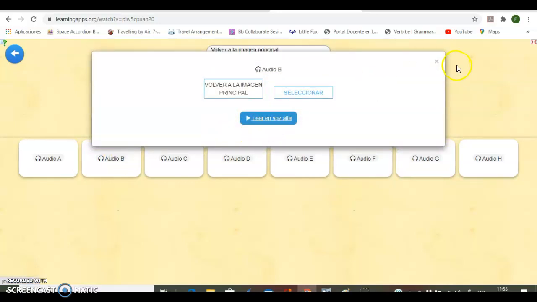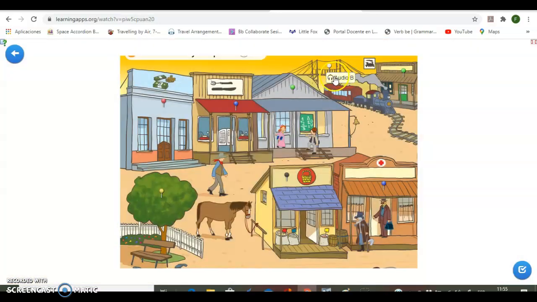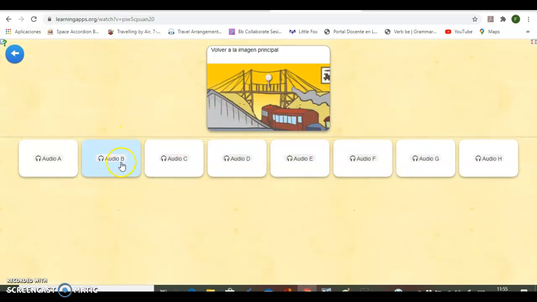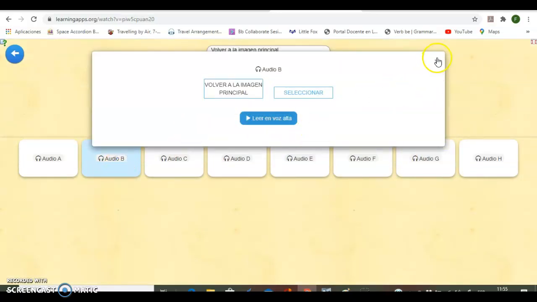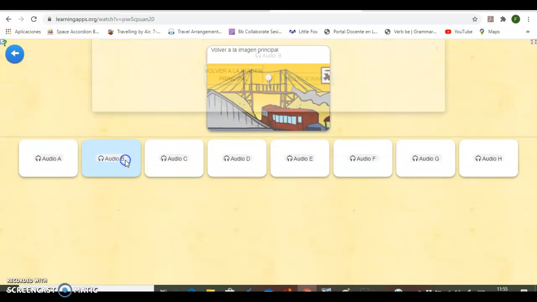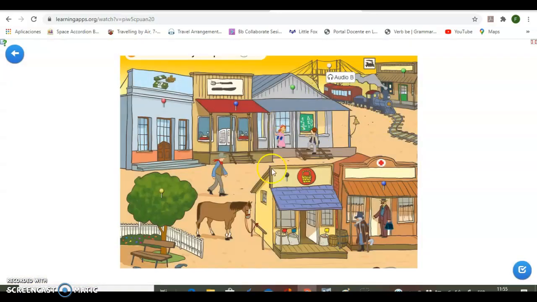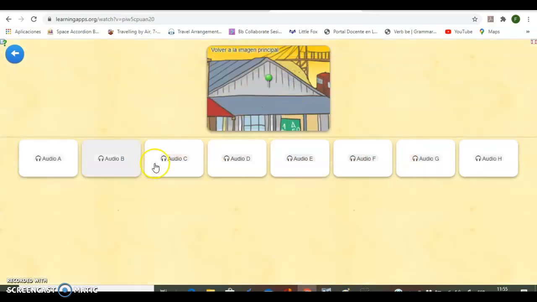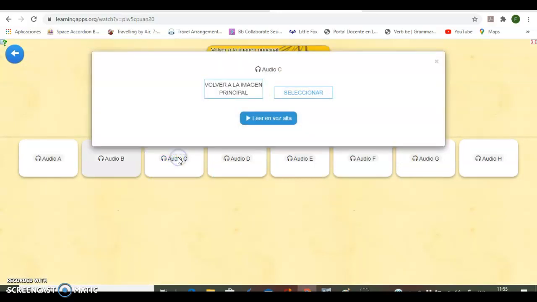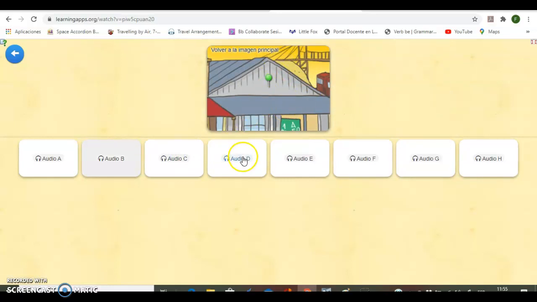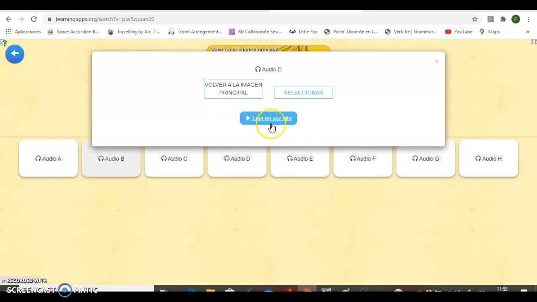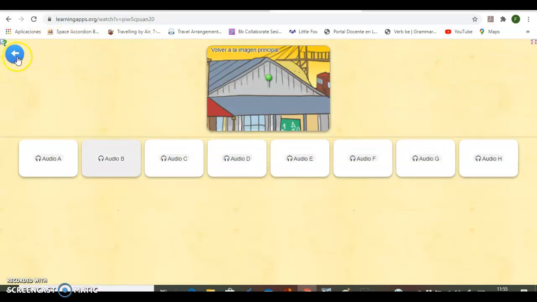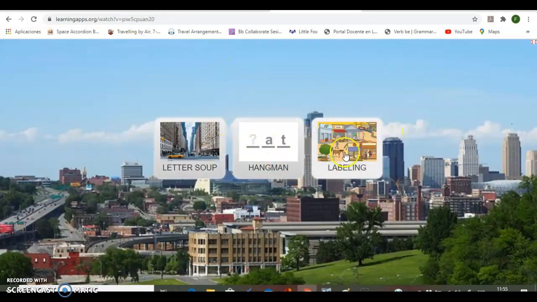Let's see. Bridge. Bridge, okay. I think that's the correct one. So I click on select. And there you go. Bridge, right? Bridge. Correct. Go back. There you go. I'm going to click another one. What's that? Let's see. Shop. Is that a shop? Is this a shop? Bank. Is that a bank? And so on and so forth. Then you pick. You choose the correct ones. See? Letter soup, hangman, and labeling.